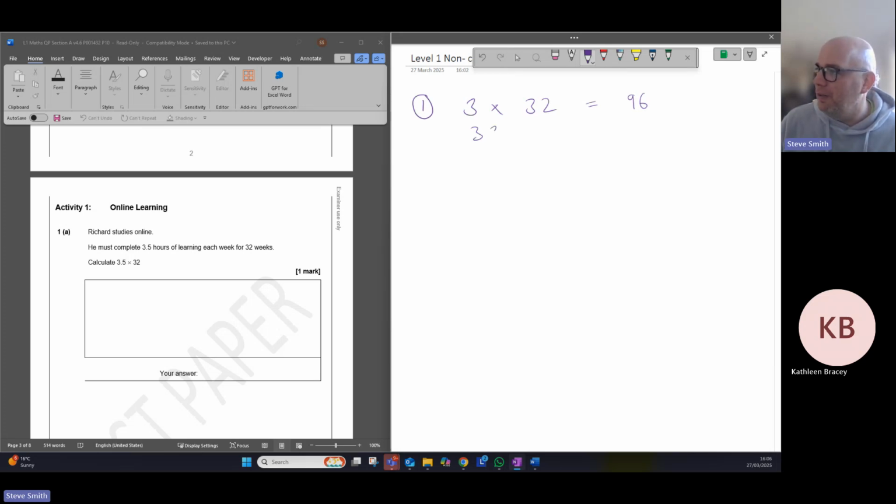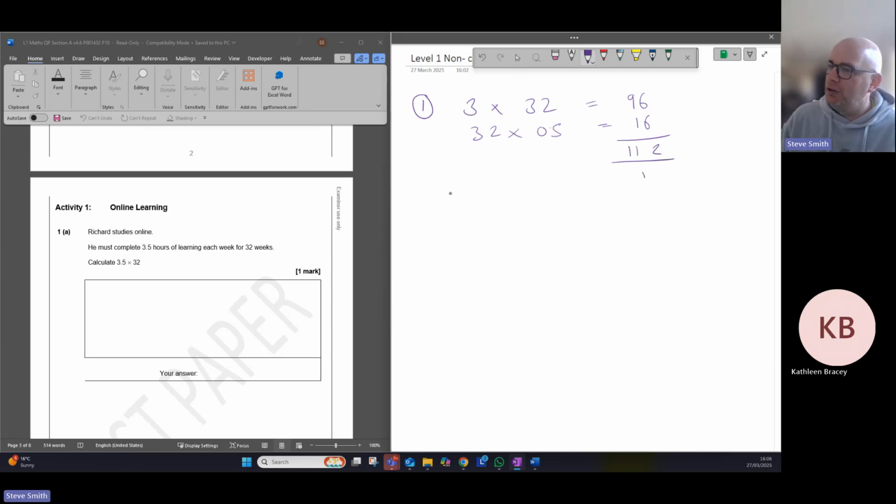And then, okay, we can do 32 times 0.5. That's the half. 32 times 0.5 would be just half of 32, that's 16. And we just add both up. So that's 96 plus 16, which is 112. That's the first way we could attempt it.